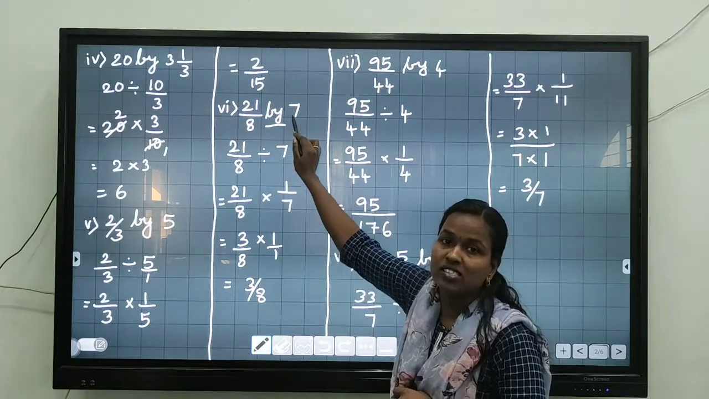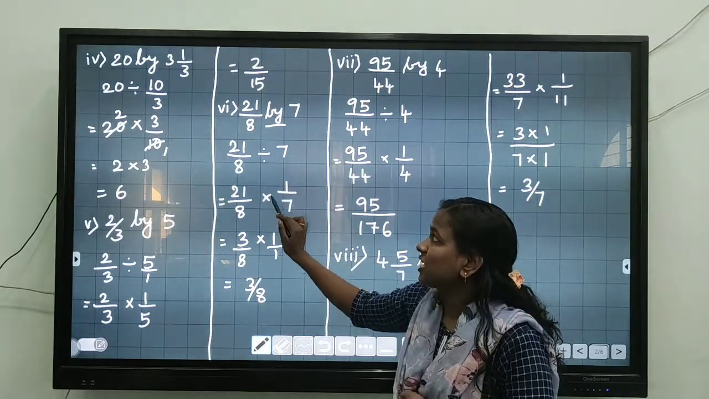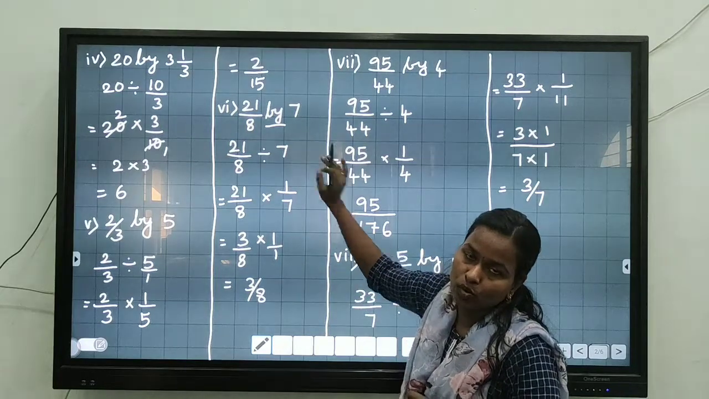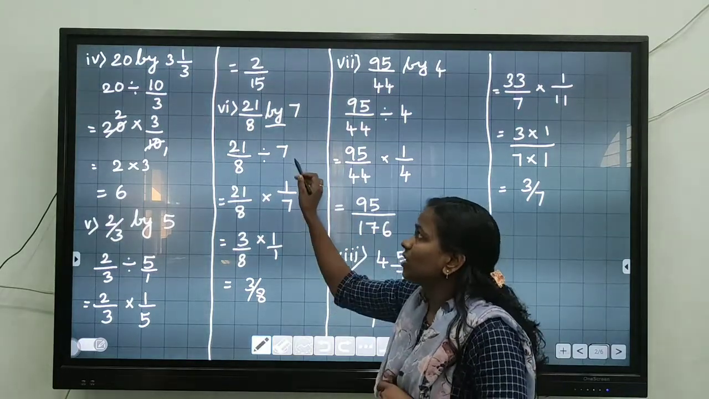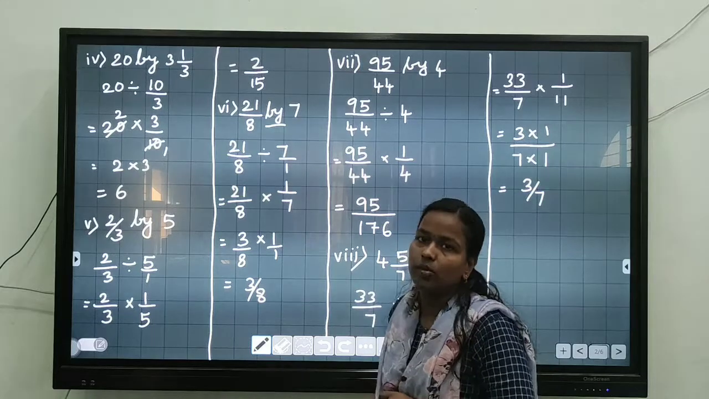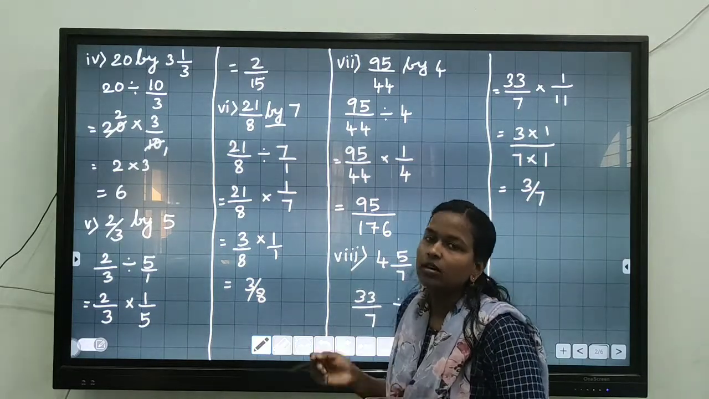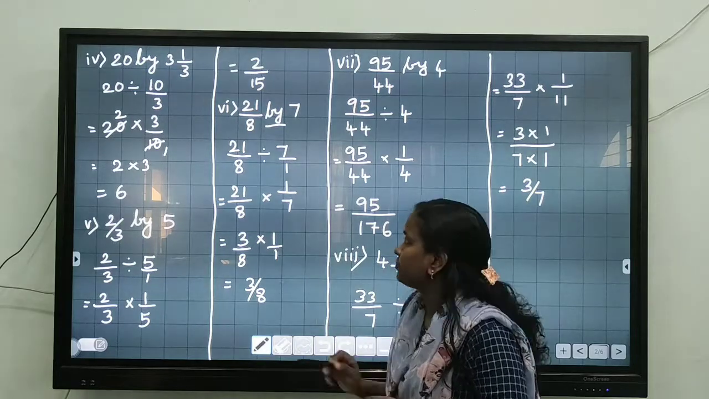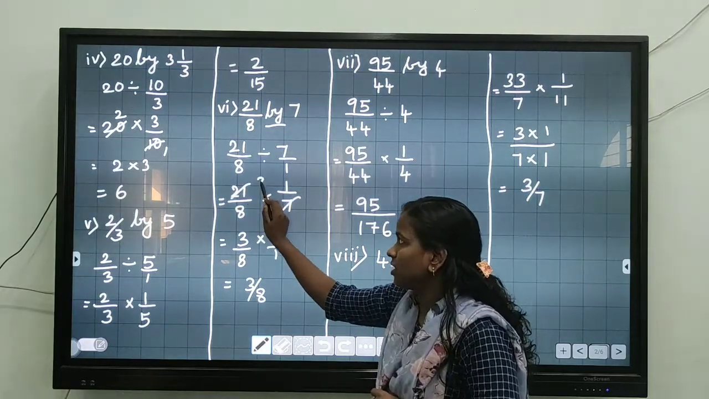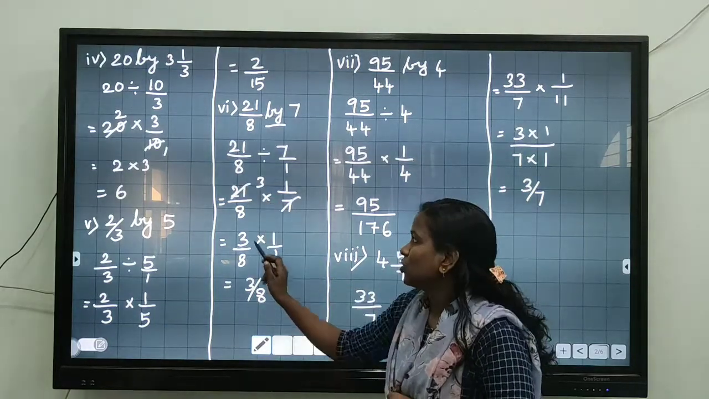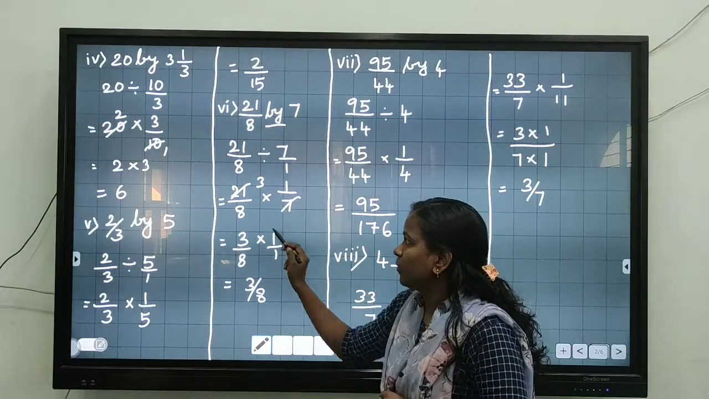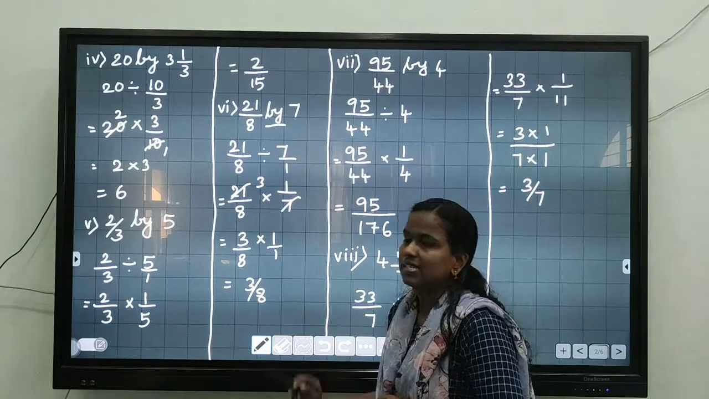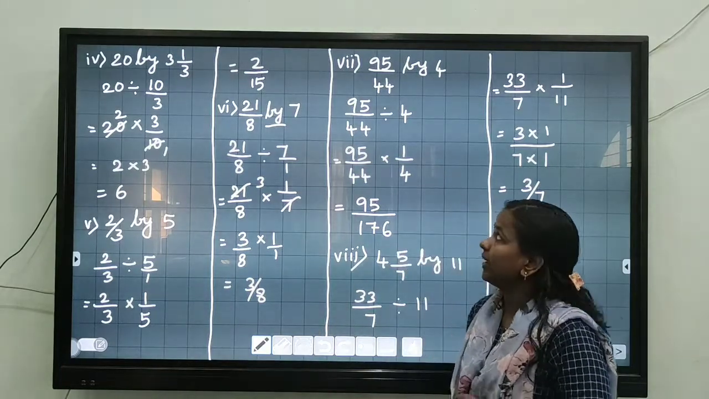First step you have to change this by as division. Next step you have to change this division as multiplication and you have to write the reciprocal of the second term. So here 7, nothing is given means denominator 1. So if you find the reciprocal of 7 you will get 1 by 7. 1 7s are 7, 3 7s are 21. So 3 multiplied by 1 divided by 8 multiplied 1 will come. 1 3s are 3, 1 8s are 8. So answer is 3 by 8.